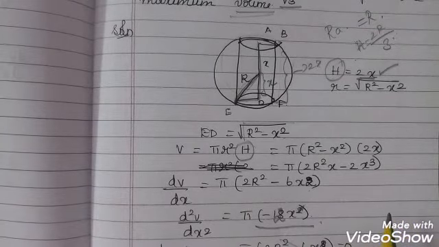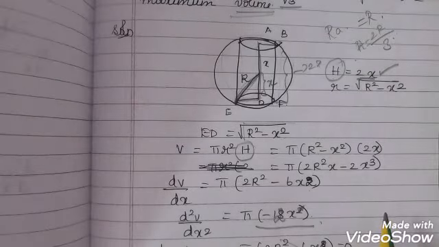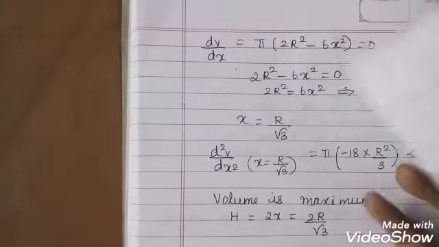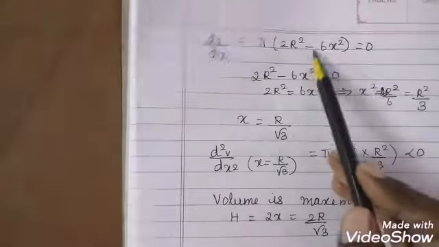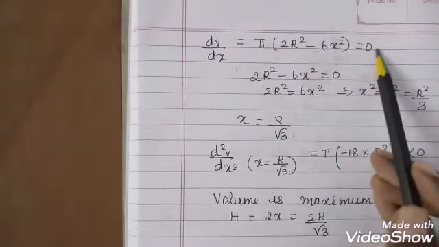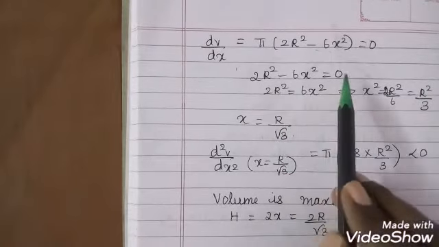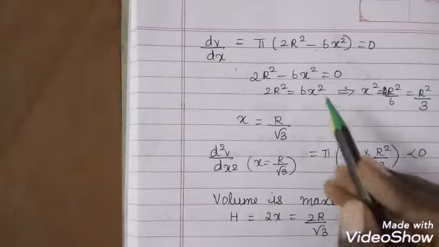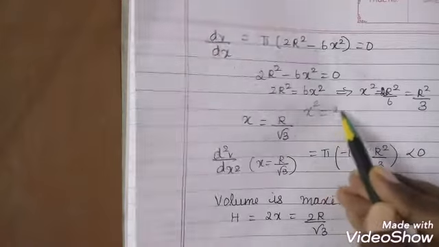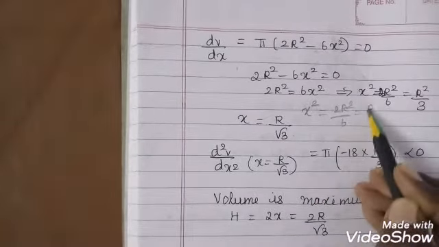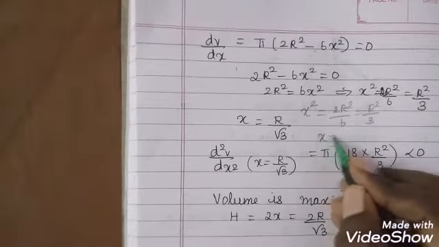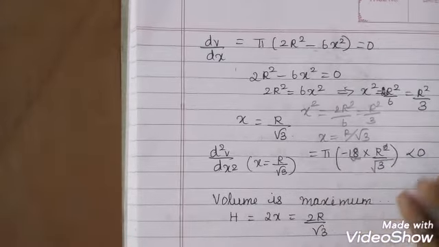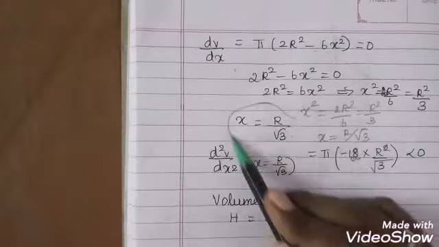What's the next step I'll have to do here? I'll have to find out the critical point. So to find the critical point, I'll have to equate the first derivative to 0. So you are left with pi into 2R squared minus 6x squared is equal to 0. You get 2R squared is equal to 6x squared. So what will you get? You will have x squared is equal to 2R squared by 6, which is equal to R squared by 3. So what will I have? x is equal to R divided by root 3. Okay, so here you have got the value of x.